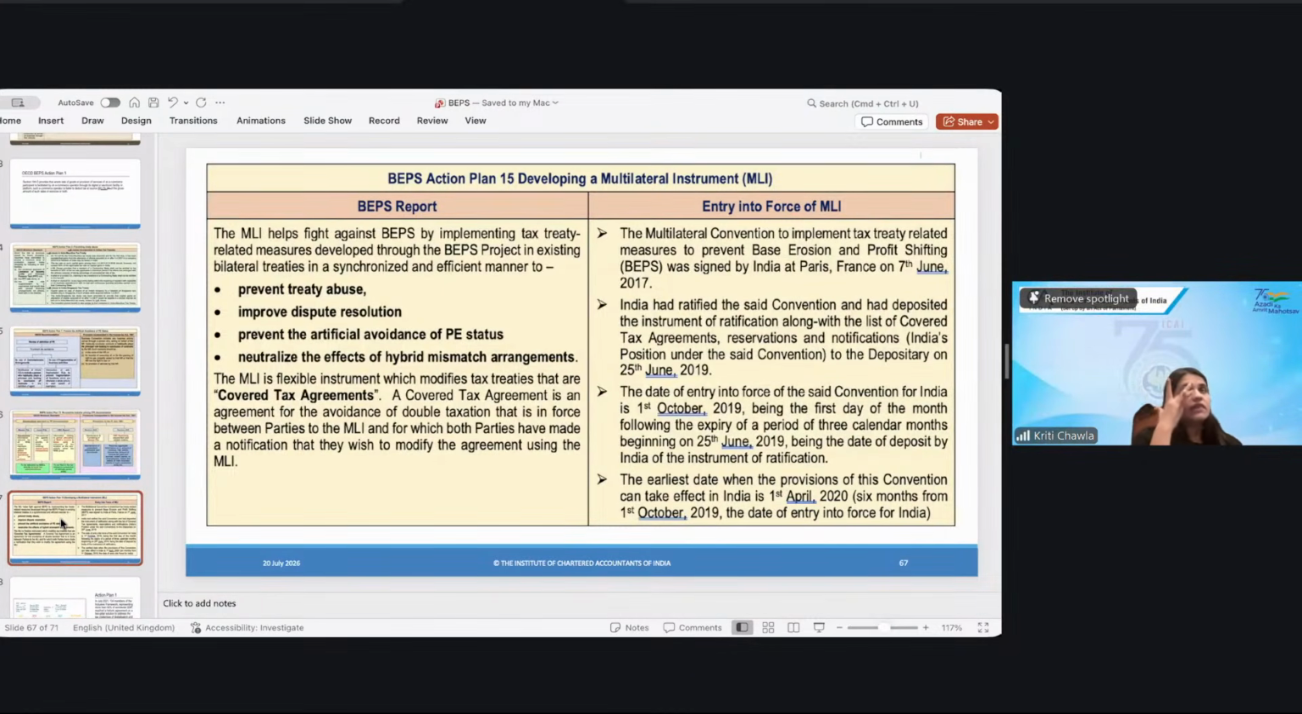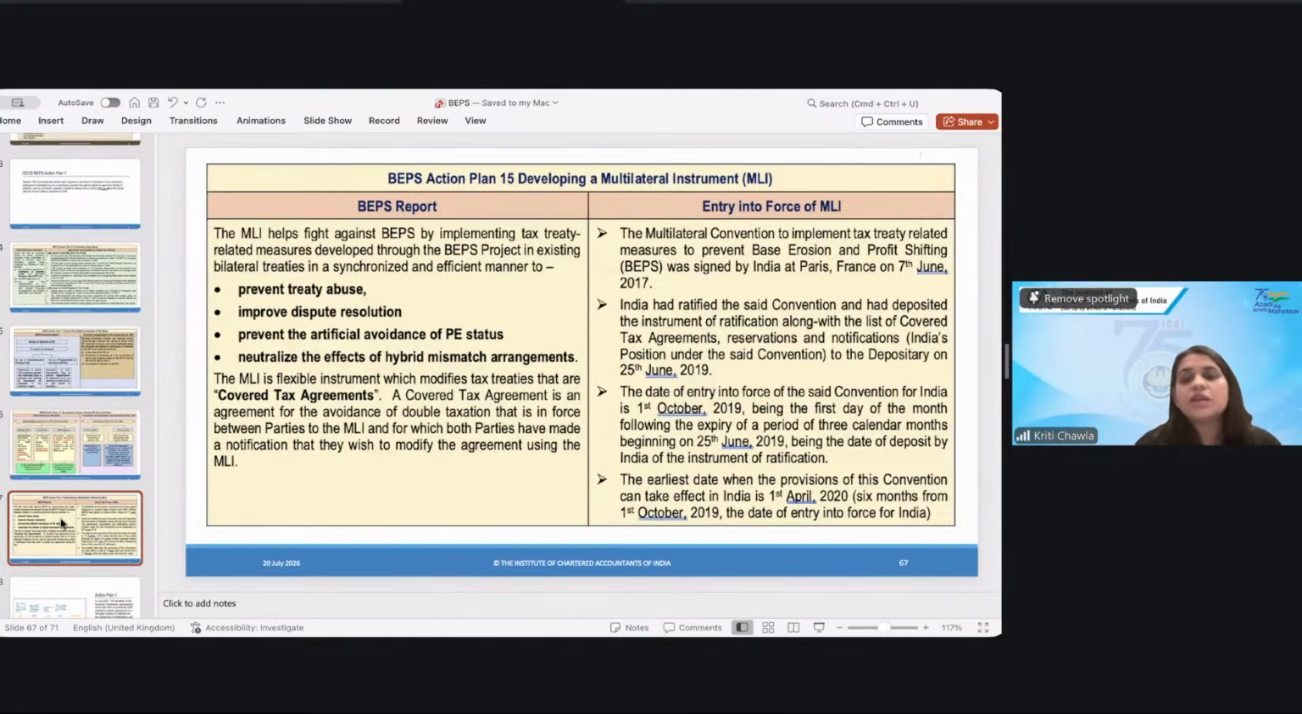And on a more holistic level, it's going to contain the changes which have been brought in by BEPS. So it's not going to replace the tax treaties. It's going to be read in conjunction with the bilateral tax treaties, to make it more synchronized and more efficient. So what multilateral instruments will really do is prevent treaty abuse. They will improve dispute resolution. They will prevent the artificial avoidance of PE status, and they will neutralize the effect of hybrid mismatches. So this is the MLI.